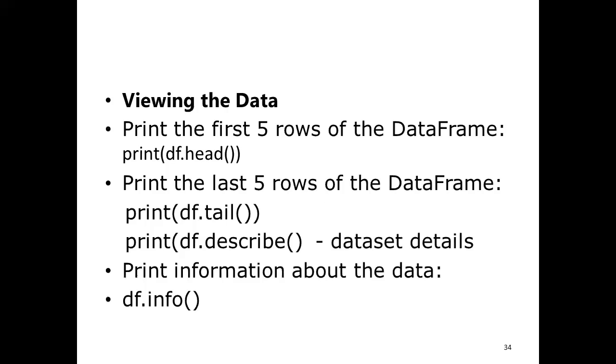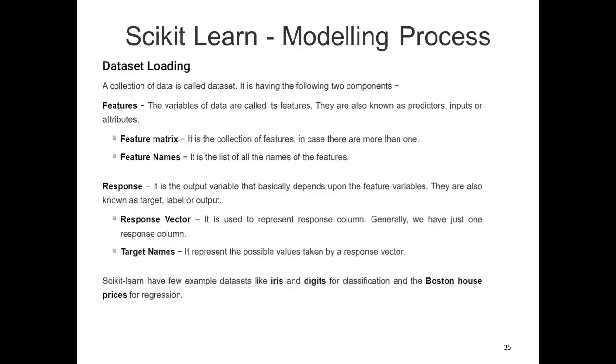How to view the data? You can create 100 data, 1000 data, or 1 million data. If you want to see the first 5 rows, you can use the head function. The data frame supports many functions, and head is one of them to show a number of rows. If you don't specify anything, by default it displays 5 rows. For the last 5 rows, you can use the tail function. Then you can use the describe method to display the data set details, and if you want to see information about the data, you can use info.